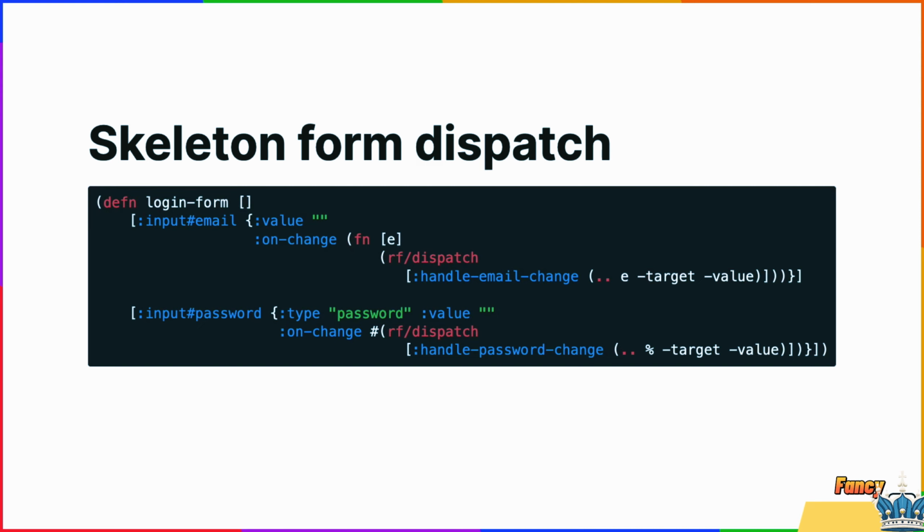We used inline functions to dispatch events each time the input changed. This is not the ideal way to go about it, just easy to understand. Both fn and hash parentheses have the same behavior. Both call dispatch and set the Re-frame loop in motion. The handle-email-change and handle-password-change keywords are events that change the state of the app. Event IDs are keywords and are generally namespaced.